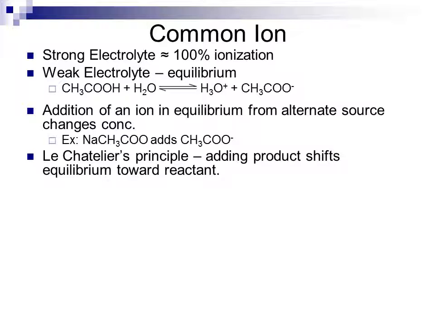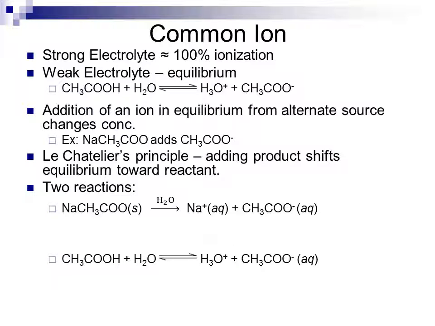According to Le Chatelier's principle, if I add product, it will shift equilibrium toward the reactant. So looking at the above equilibrium process, if I'm adding in acetate from something like sodium acetate, I'm adding to the product on the right-hand side. This is going to force the reaction to move towards the left. As it moves towards the left, that means I'm limiting the ionization of my acetic acid. The more acetate I add from another source, the less acetic acid gets ionized, and in the end I wind up with a lot of acetic acid and a lot of acetate in solution at the same time.